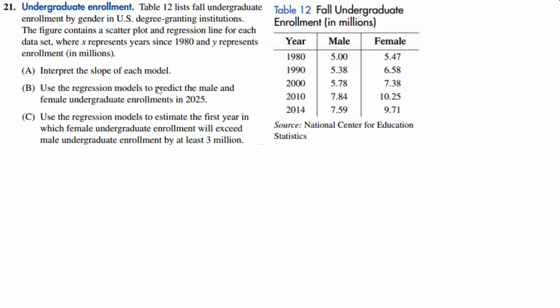Then we're supposed to use a regression model to predict the male and female undergraduate enrollments, and then use the models to estimate the first year in which female undergraduate enrollment will exceed male undergraduate enrollment by at least 3 million. All right, so first off, we need to find our linear models for both of these. So let's do it two ways. Let's do it calculator way first.